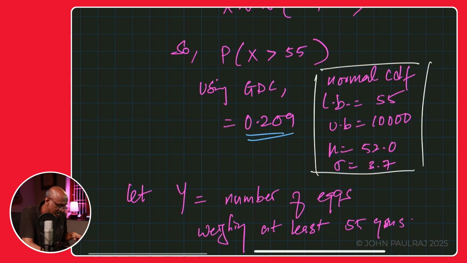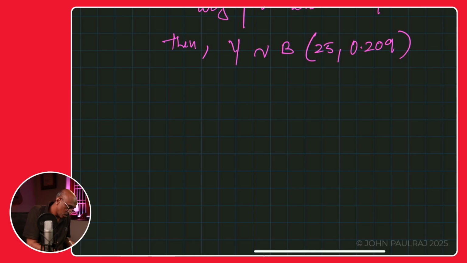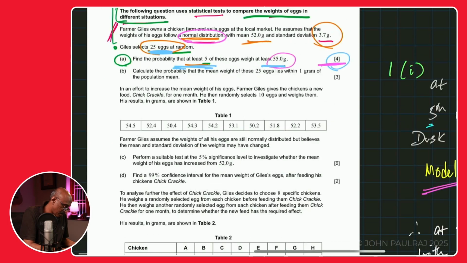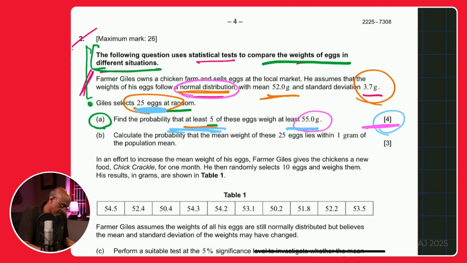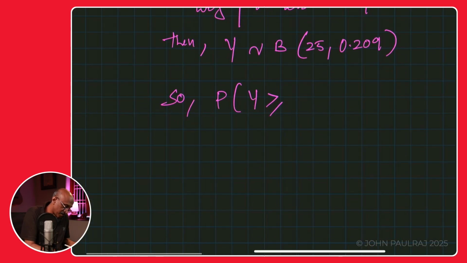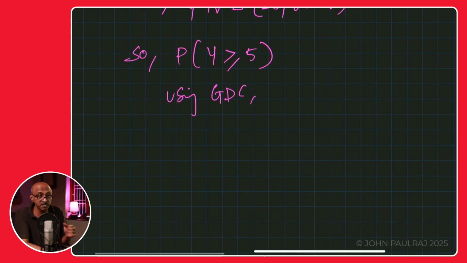So this is a binomial, that's the normal, and then we're looking for the probability of Y being greater than or equal to, because they said at least, right? Let me look at the question. The question said at least 5 of these eggs, at least 5. So Y greater than or equal to 5 is what we're looking for. Again, when you say using GDC, remember the calculator input needs to be reported, whatever you write.